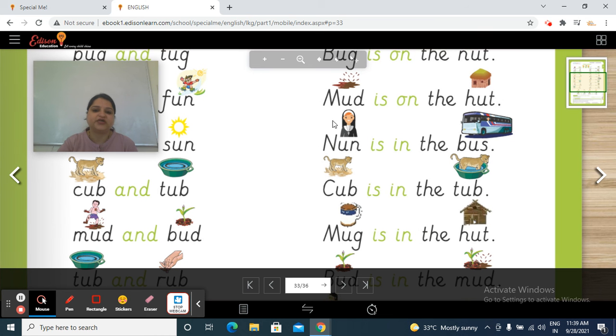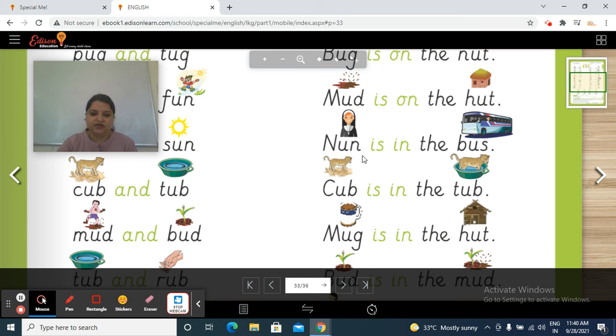Next, whose picture is this? Yes, this is a nun. Nun. Okay. Now where is nun? This is a bus. And where is nun? Nun is in the bus. बस के अंदर है nun. Okay, कहाँ पे है nun? बस के अंदर. और अंदर के लिए हम क्या यूज करते हैं? In. In.